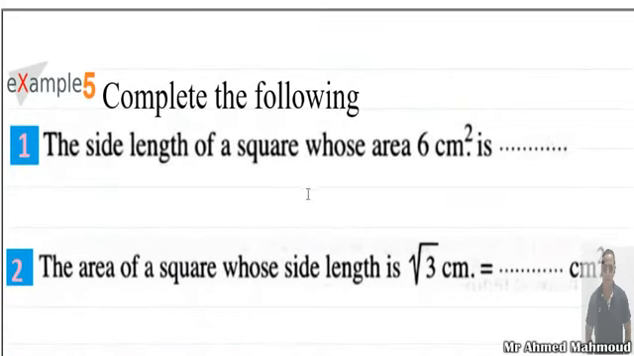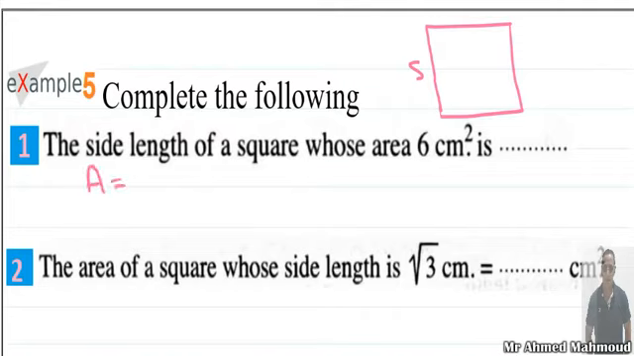Complete the following: the side length of a square whose area is 6. First I need to remember the square. This is the square. This line is called the side. The area of a square equals side to the power of 2. But if we need the side length, it's equal to the square root of the area.